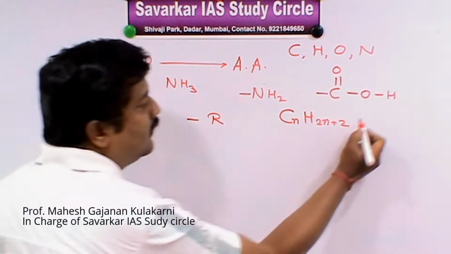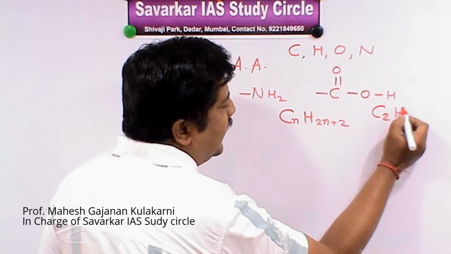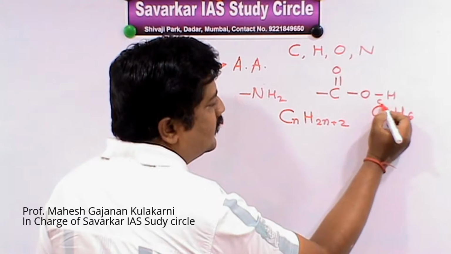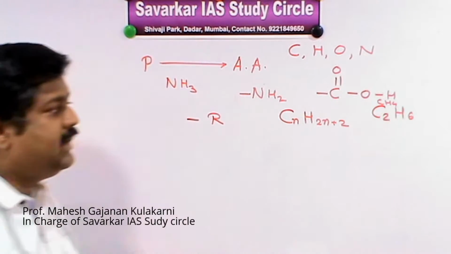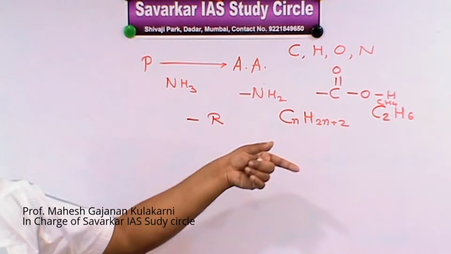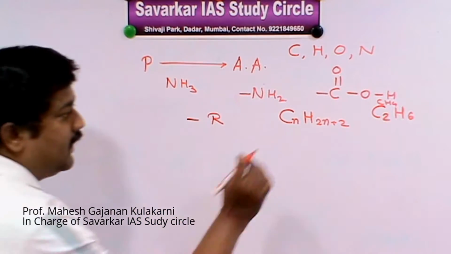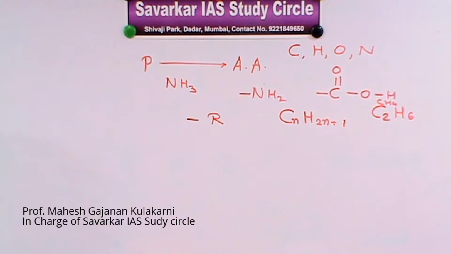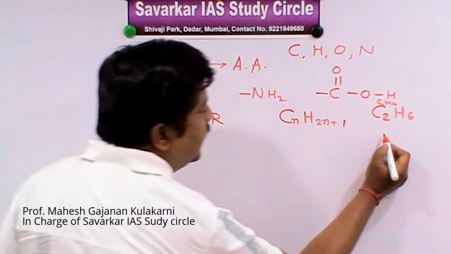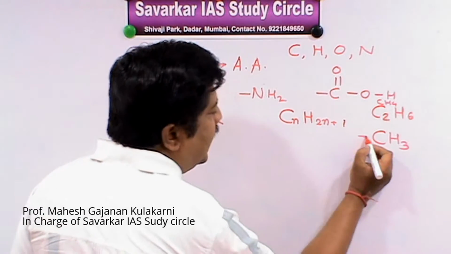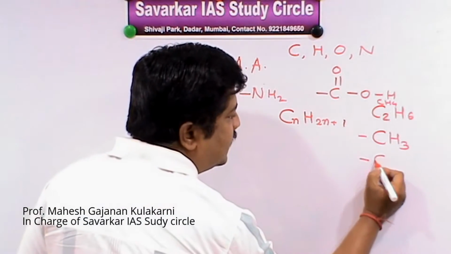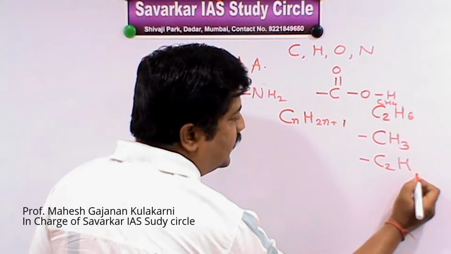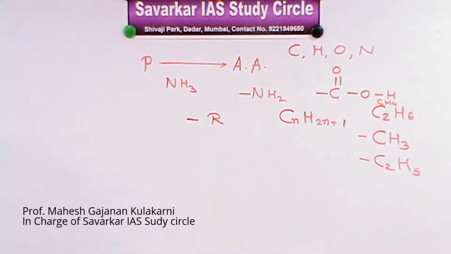So I am getting here C2H6. The first one is CH4, like that. They are called methane, ethane, like that, alkanes. If I remove one hydrogen, the remaining has one hydrogen less. So I get CH3 with a bond, and C2H5 with a bond, one hydrogen less. They are called alkyl groups.